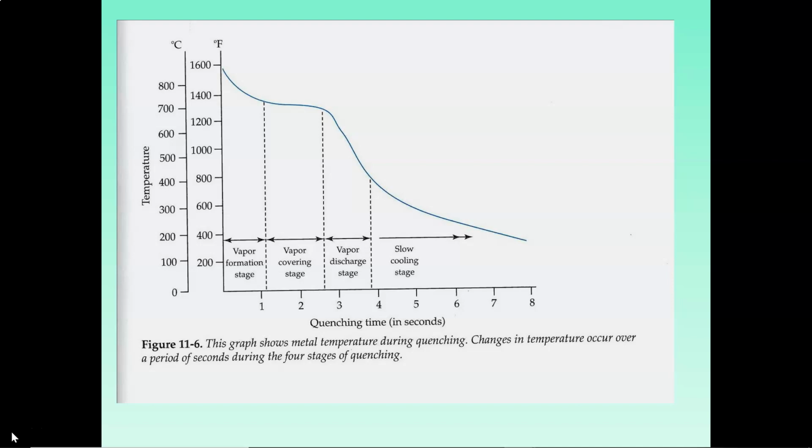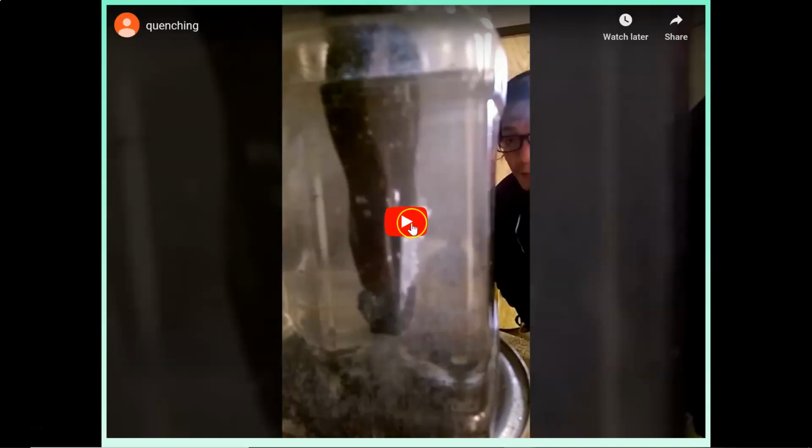We actually have a video that I'll show you next of students in a previous class that filmed their quenching technique. And here's the video of the students dropping their molten piece of metal. Actually, they're hanging onto it with pliers and placing it in the water. And so you can get a view of the vapor formation stage, the vapor covering stage, vapor discharge, and then the slow cooling stage, and see if you can identify those.